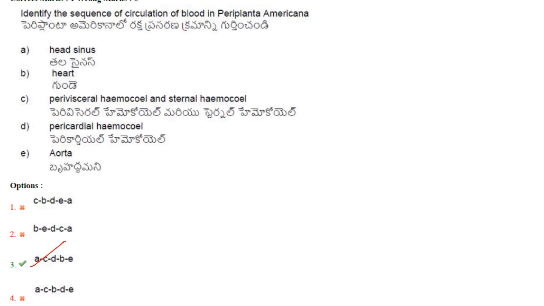Identify the sequence of circulation of blood in Periplaneta americana. So the sequence is head sinus, from there to perivisceral hemocoel and sternal hemocoel, then pericardial hemocoel, then heart, and then aorta. Answer is option 3.